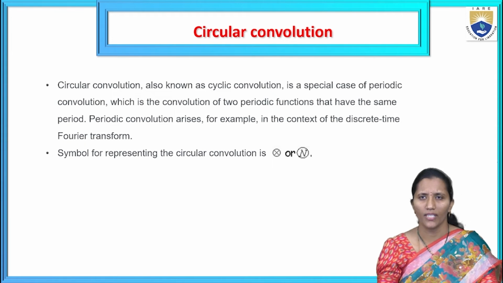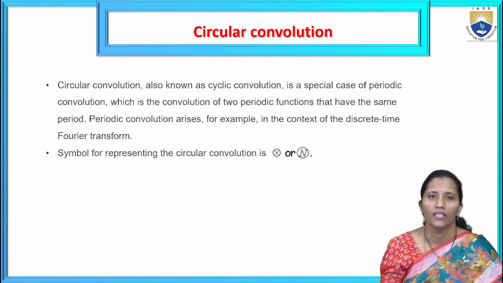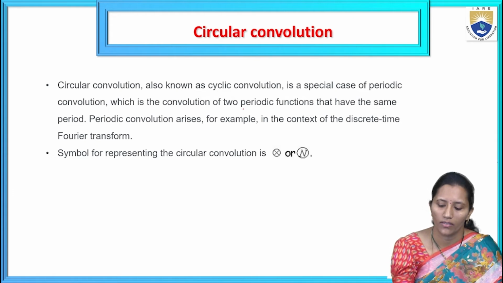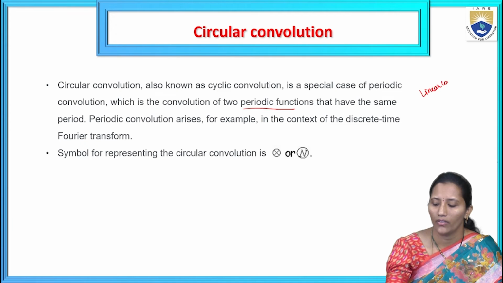Then circular convolution. Circular convolution is also known as cyclic convolution, a special case of periodic convolution, which is the convolution of two periodic functions. Whereas linear convolution is for aperiodic signals, circular convolution is for periodic signals.